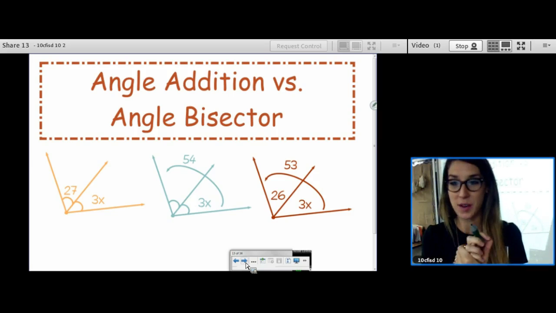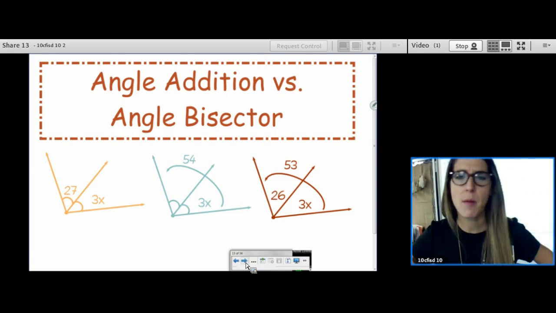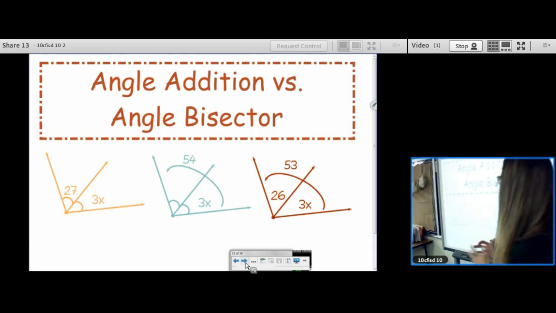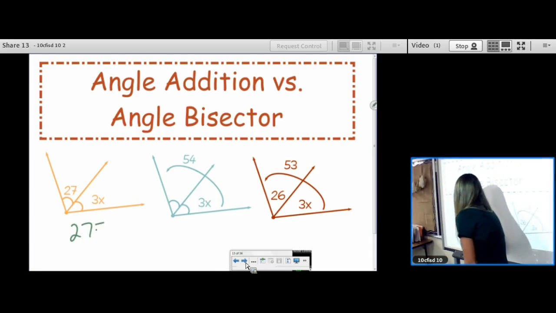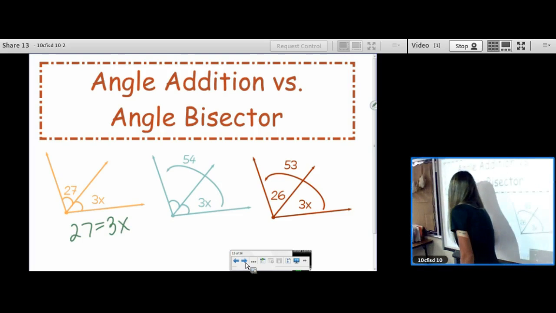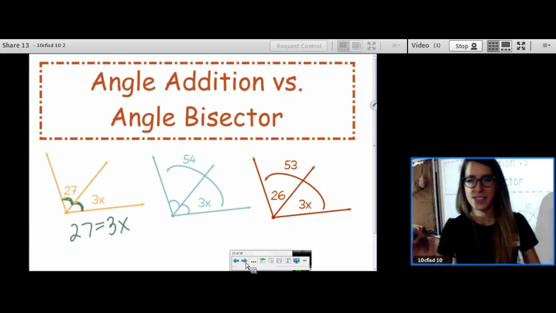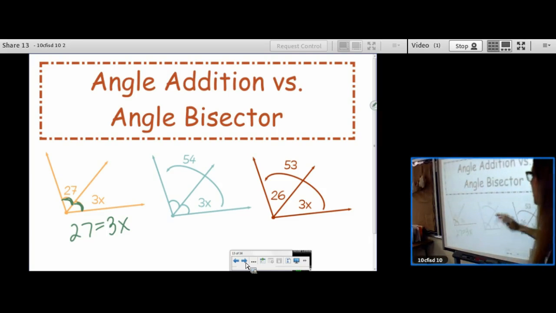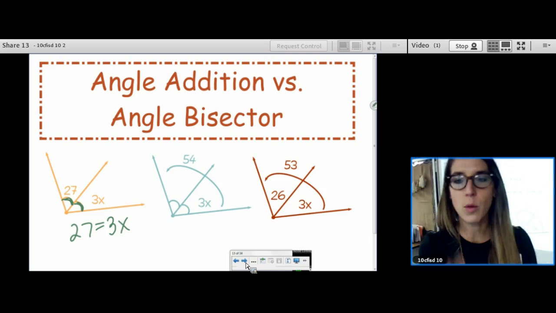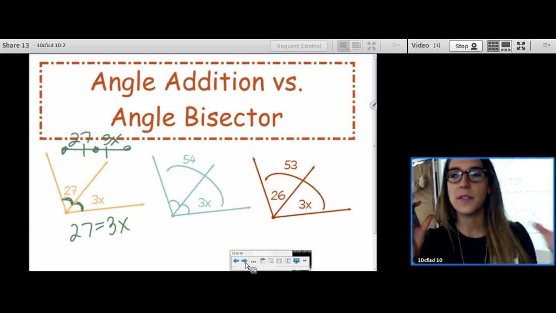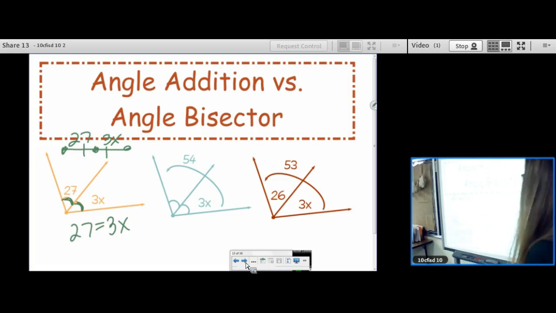Okay, let's start with the first one. You're given that problem. Yes, it's an easy problem. There'll be more complicated ones, but how would you set it up? Good. You wouldn't add those. You would set them equal. And the reason we're allowed is because of these arc marks right here. Sometimes it sounds like a seal. Arc mark, arc mark, arc mark, arc. Okay, anyway. 27 equals 3x. You set them equal just like you would have if you had had this. You wouldn't have added those. You would have set them equal. Same process.